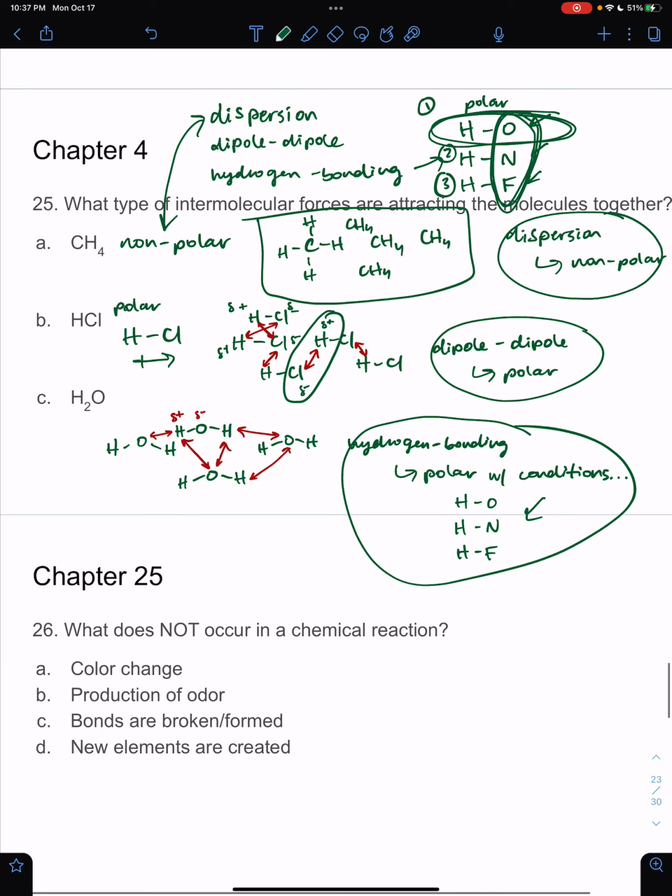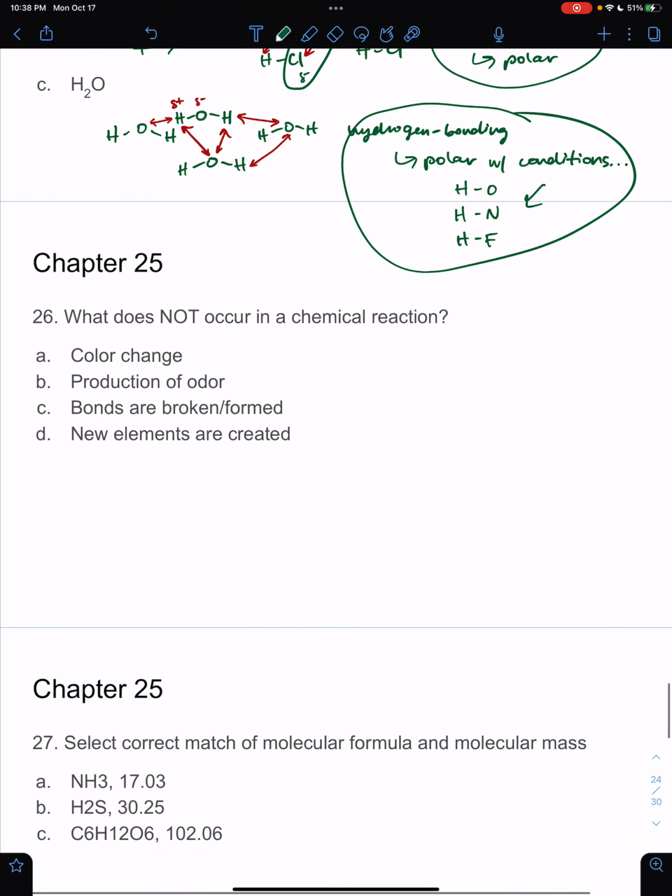Okay, moving on. This question says, what does not occur in a chemical reaction? So the four options are color change, production of odor, bonds are broken or formed, or new elements are created. So these two we can rule out right away because we know that color change and odor production are both indicators of a chemical reaction as opposed to a physical change, like a state change, like melting or something like that.